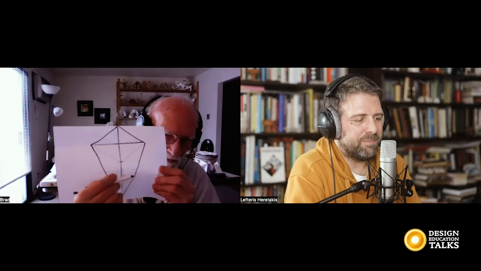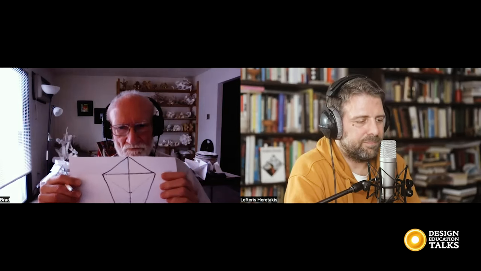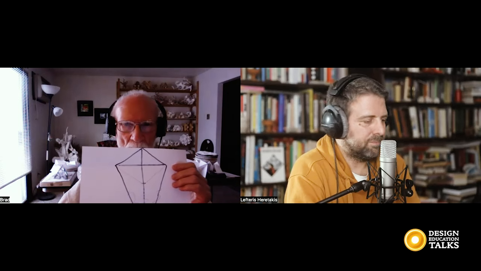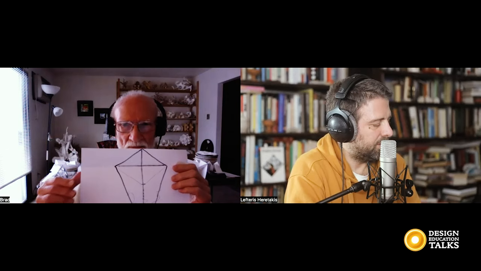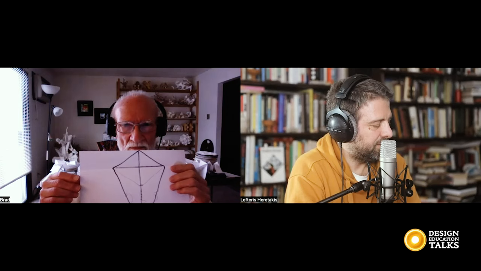Okay, so here we are. Let's forget about those. Just focus in on this rhomboid. What shapes do you see in that rhomboid? Oh, there's about how many? There's six triangles.